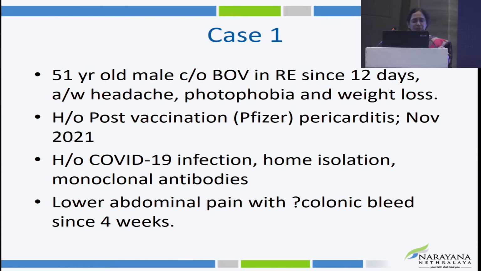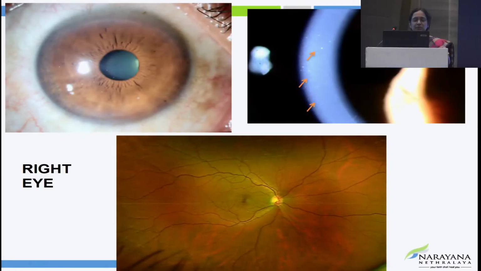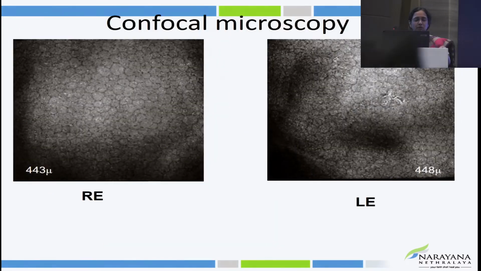Here is a 51-year-old male who presented with defective vision. He gave a history of COVID vaccination, following which he developed pericarditis. He was in home isolation and was treated with monoclonal antibodies. He was complaining of low abdominal pain with multiple episodes of colonic bleed. Visual acuity was normal. Anterior segment examination showed prominent corneal nerves with AC reaction in both eyes. We could see the fine keratic precipitates in both the right and the left eye. Fundus examination was absolutely normal.